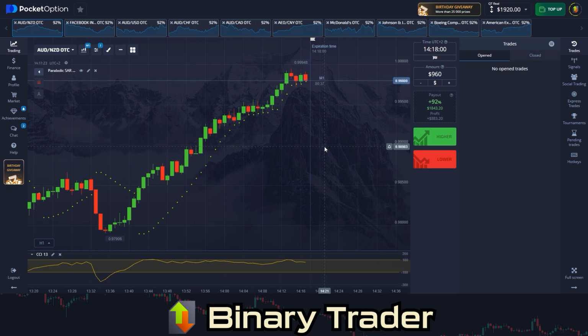We wait for parabolic to flip up, and if CCI has a convincingly low value, I will place a trade in the downward direction. I might wait a few minutes here, and if nothing happens, I will move on. Remember, patience is the most important skill in trading.